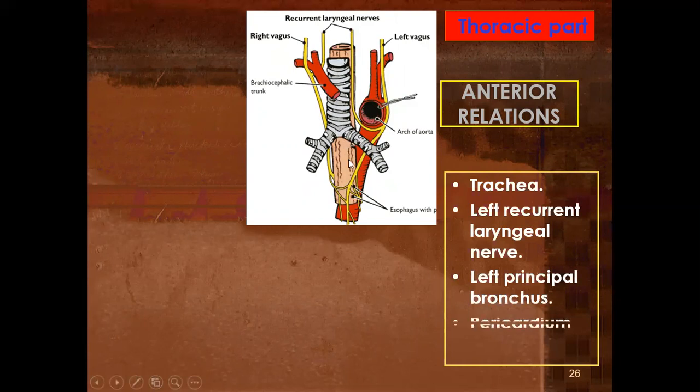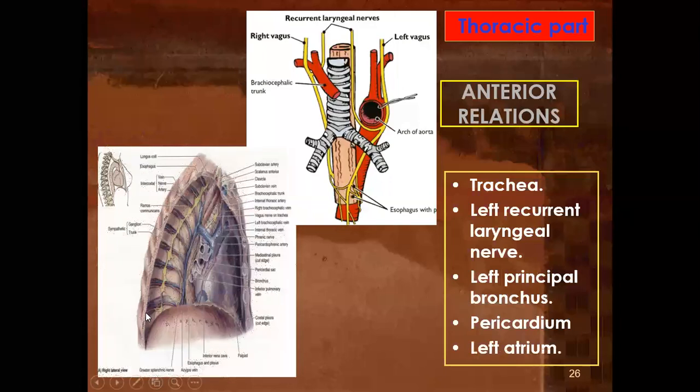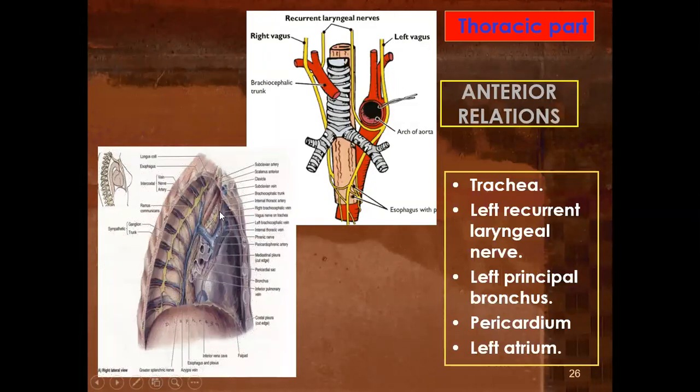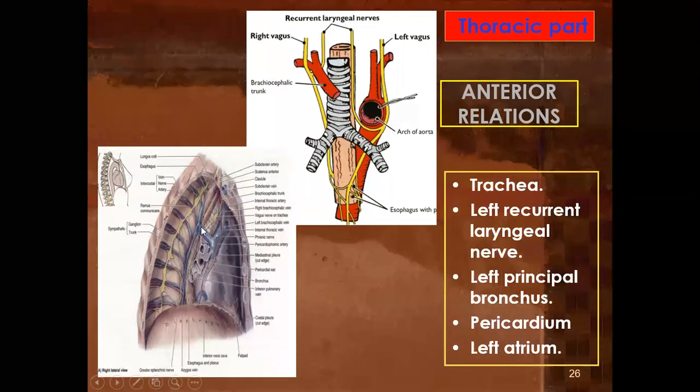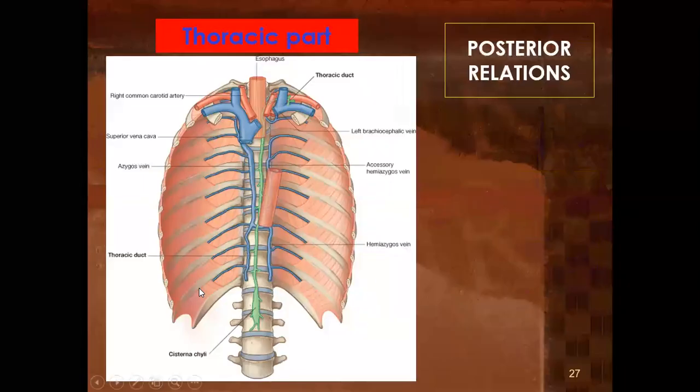Then we have the pericardium in the front. Below here will be the heart, and it's covered by the pericardium. So all these are the anterior relations. Here you can see the heart in the front, and the esophagus is going behind here. So the trachea is in the front, the esophagus is behind, the vertebrae are behind, and in the front is the heart, covered by the pericardium.